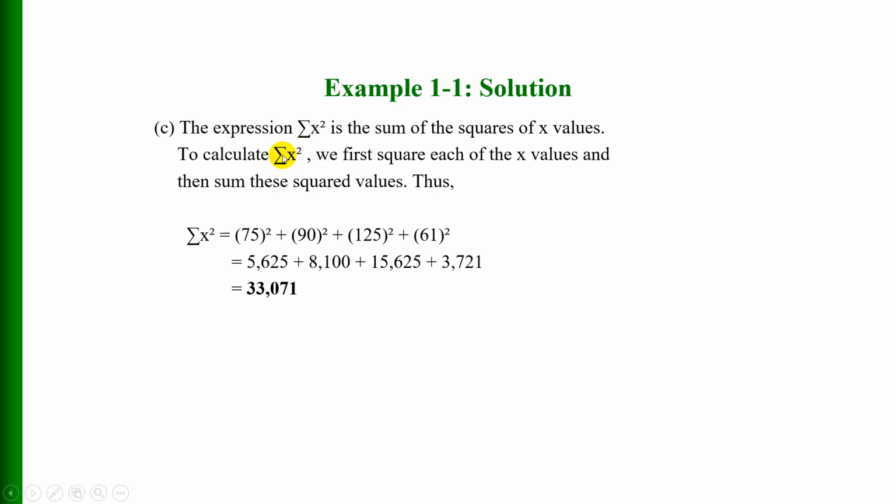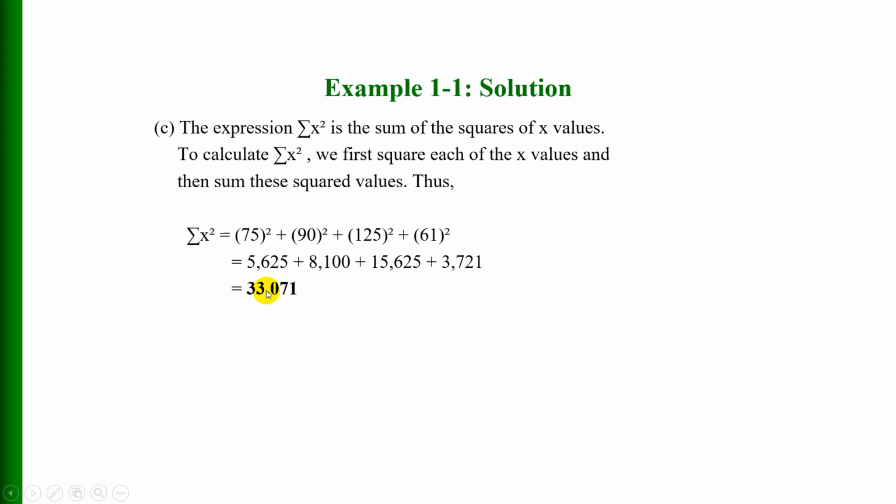The C part of the question is the expression summation x square, which is the sum of the squares of x values. To calculate summation x square, we first square each of the x values and then sum these squared values. For example, summation x square is equal to 75 square plus 90 square plus 122 square plus 61 square. 75 square is equal to 5625, 90 square is equal to 8100, 122 square is equal to 15,625, and 61 square is equal to 3,721.